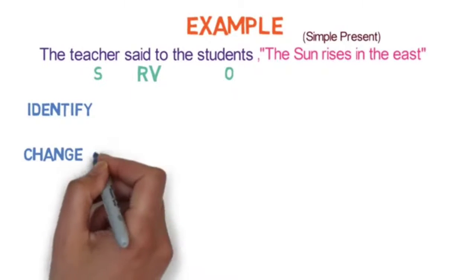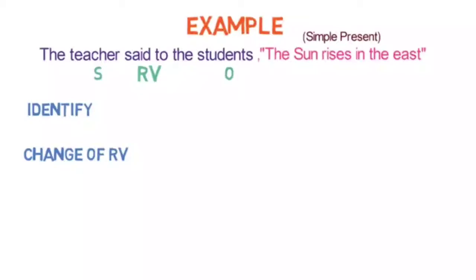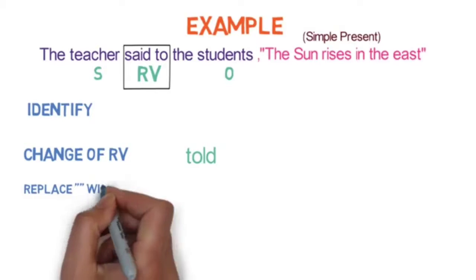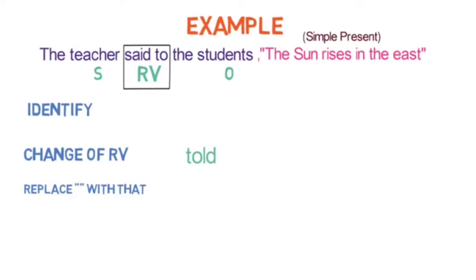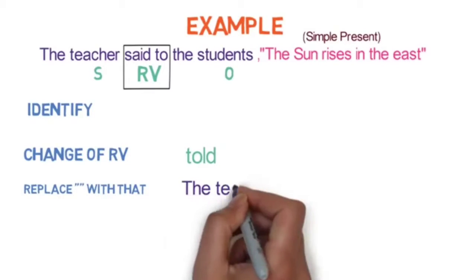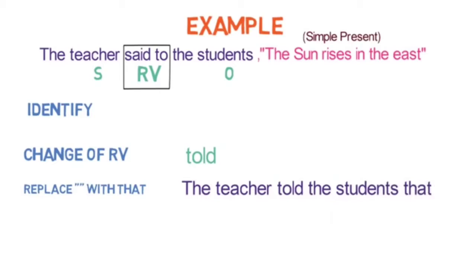Now the next step is change of reporting verb. Here the reporting verb is said to, so it should be changed to told. And then the third step is replacing the inverted commas with that. Then the sentence will become: The teacher told the students that. Fourth step is change of pronoun. As there is no pronoun in the reported speech, there is no change of pronoun.